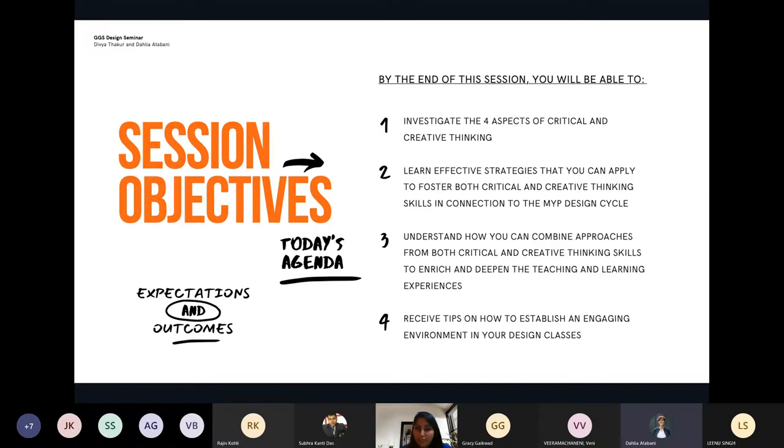And when we say learn effective strategies, we're going to be showcasing a little bit of theory and how we implement that in our practice. Third, understand how you can combine approaches from both critical and creative thinking skills to enrich and deepen the teaching and learning experiences. And last but not least, we're going to share some tips from our professional life on how to establish an engaging environment in your design classes. And if you have any questions regarding something extremely specific, Ms. Divya and I will be very happy to share our thoughts on the subject and contribute to your teaching strategies.